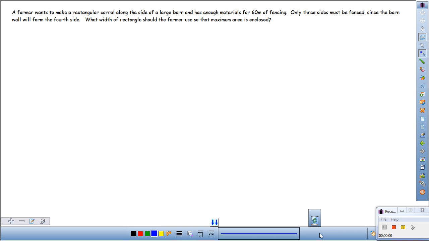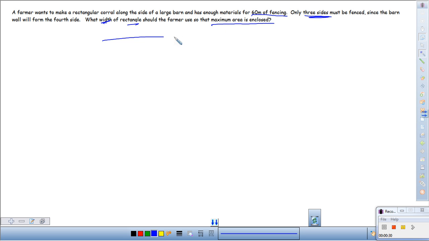We call this an area problem. So let's again read it together. A farmer wants to make a rectangular corral alongside of a large barn and has enough material for 60 meters of fencing. So we only have 60 meters. Only 3 sides must be fenced since the barn wall will form the 4th side. What width of a rectangle should the farmer use so that the maximum area is enclosed?